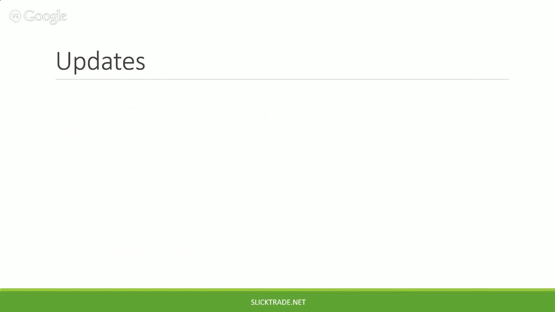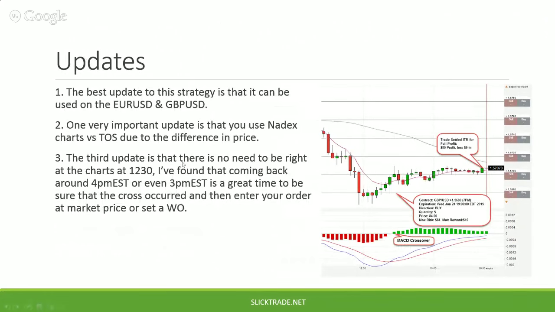Now the updates to this strategy. The best update is that it can be used on the Euro USD and the GBP USD. Number 2, one very important update is that you use Nadex charts versus the TOS.